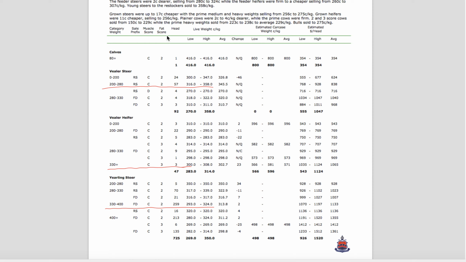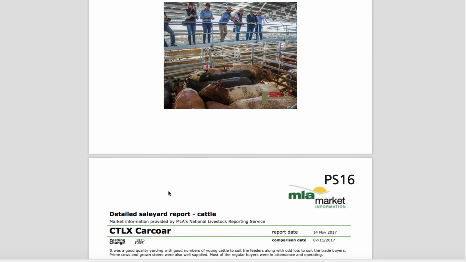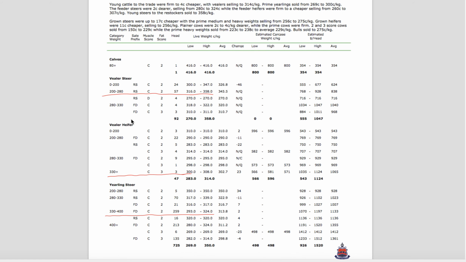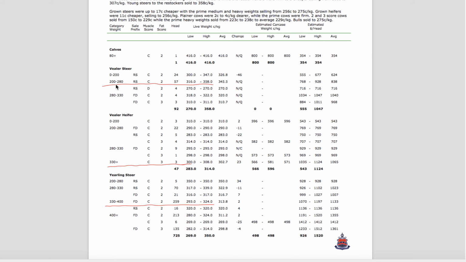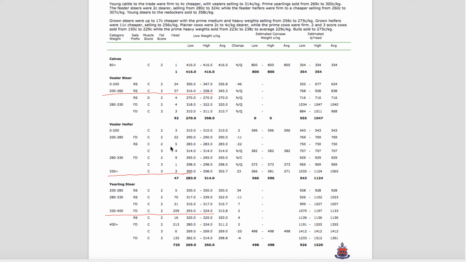This number here is the number of head sold, so the number of cattle sold in those categories. Then you've got your live weight cents per kilo. Because these animals are sold, as you can see in the photo, live, there's no carcass prices here. It's just live weight prices. For example, if we pick out these three here, which are the ones that I've asked you to do in this table, and pick out one here, veal steer, 200 to 280 kilos, fat score of 2, muscle score of C, the high price that was paid was 358 cents per kilo.